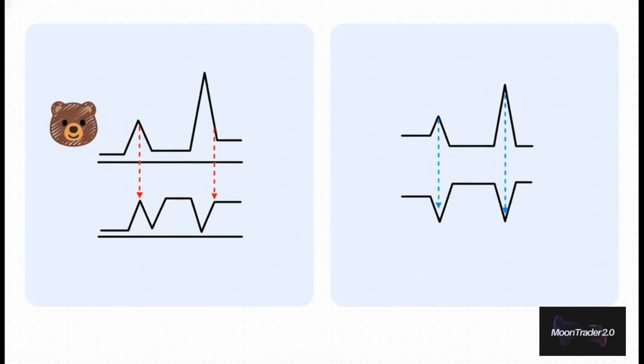All right, let's level up a bit and talk about something called divergence. This is a super powerful concept. It's basically when the price and the indicator start telling you two completely different things. For bearish divergence, the price is making a shiny new high, but look at the RSI. It's making a lower high. It's screaming that the momentum behind this move is fading. The opposite is true for a bullish divergence. Price makes a new low, but the RSI makes a higher low. It's a sign that the sellers are running out of steam.